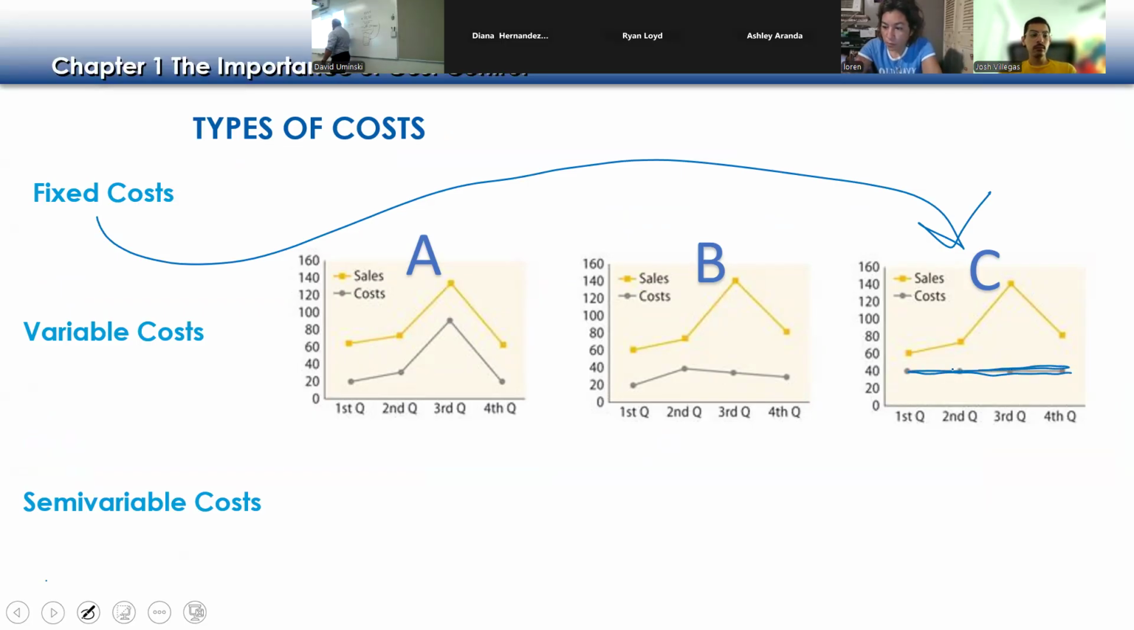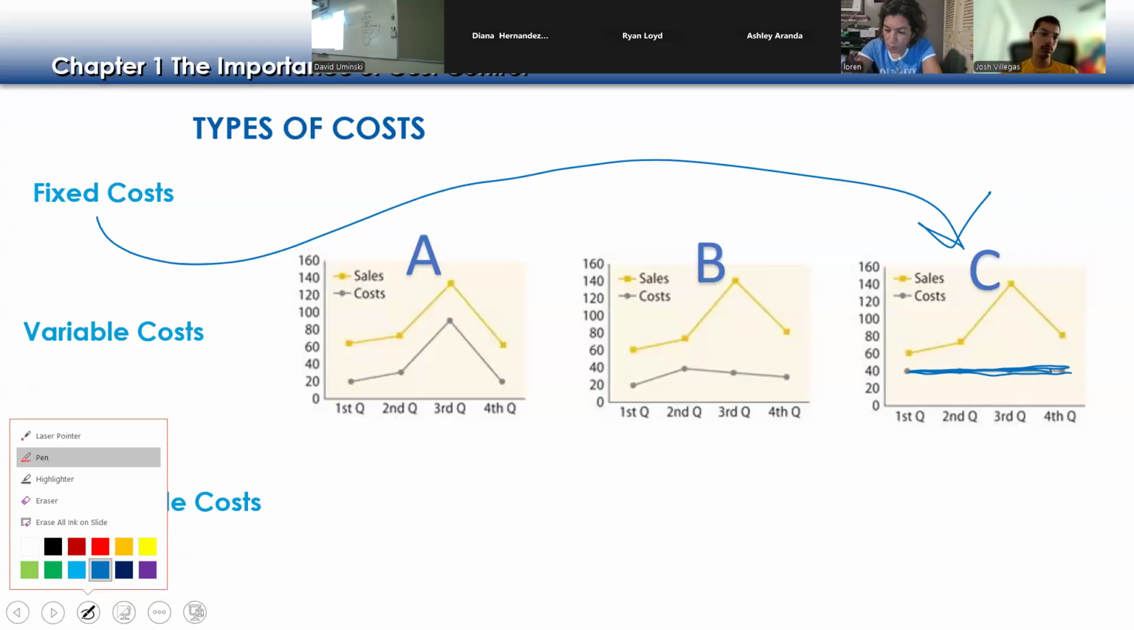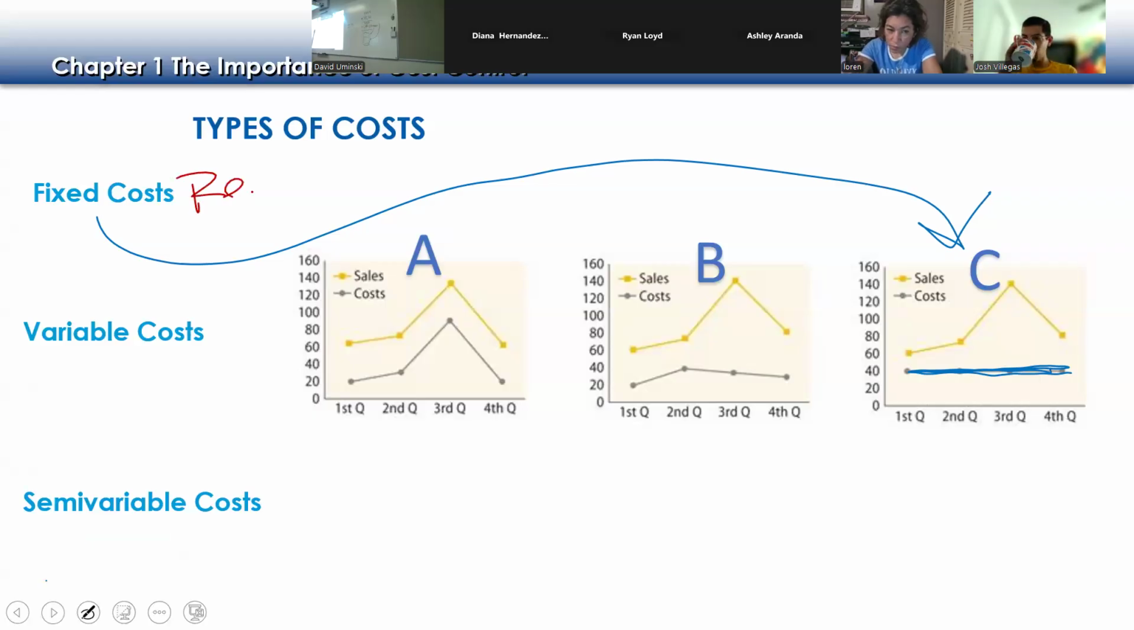So our costs never change. It doesn't matter what happens to our sales. Our sales can go up and down, but our cost stays the same. Those are fixed. It does not matter how much business we have, we still have to pay those. What are some examples of fixed costs? Rent is definitely one. Salary. It doesn't matter if we have one person walk in or 1,000 people walk in, I have to pay that manager the same amount of money if they're on salary.